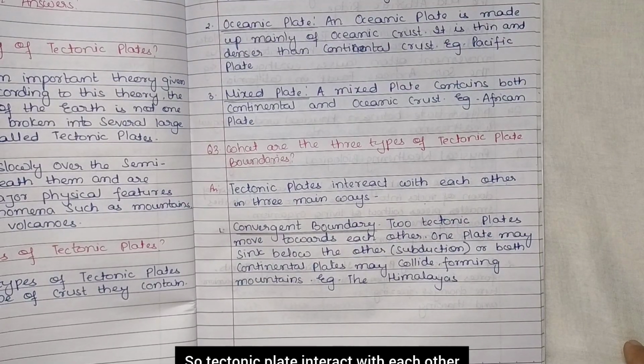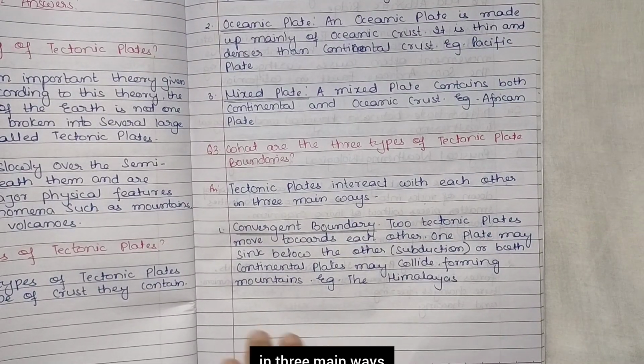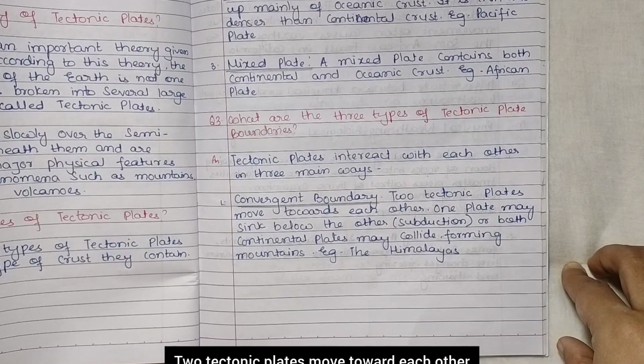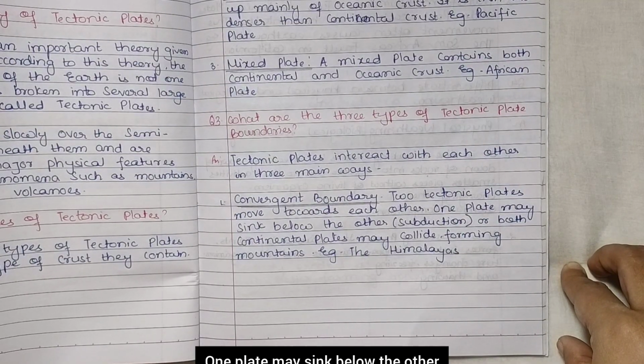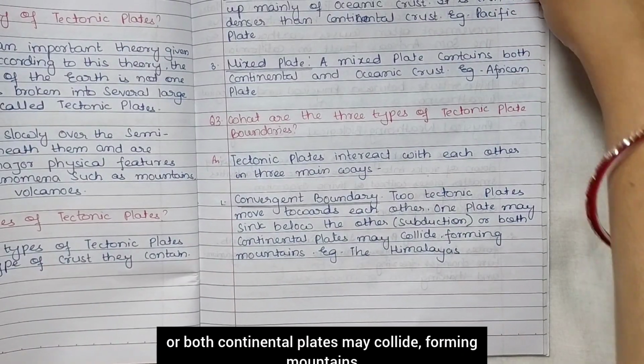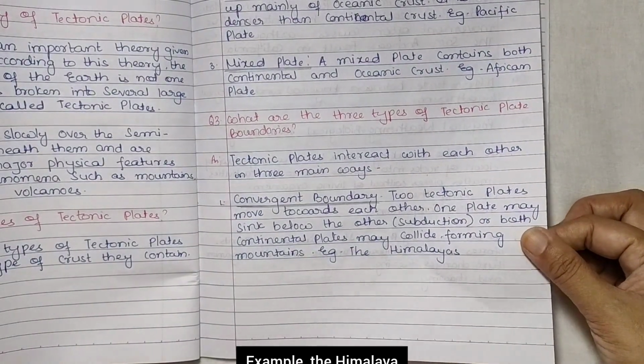So tectonic plates interact with each other in three main ways. Convergent boundary: two tectonic plates move toward each other. One plate may sink below the other, that is subduction, or both continental plates may collide, forming mountains. Example, the Himalaya.